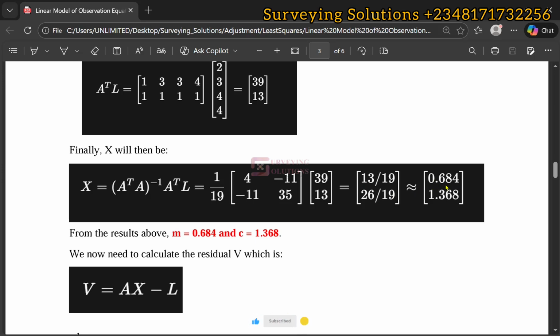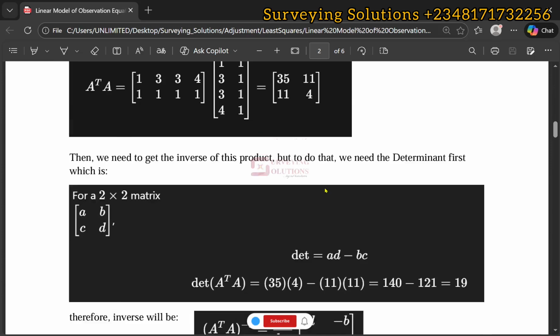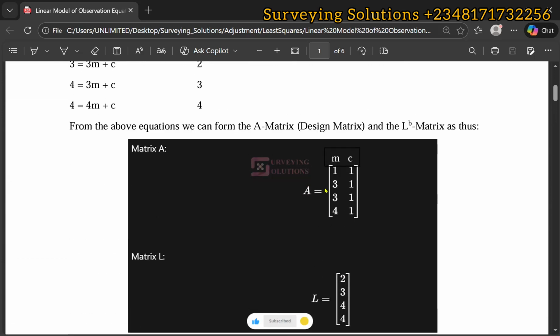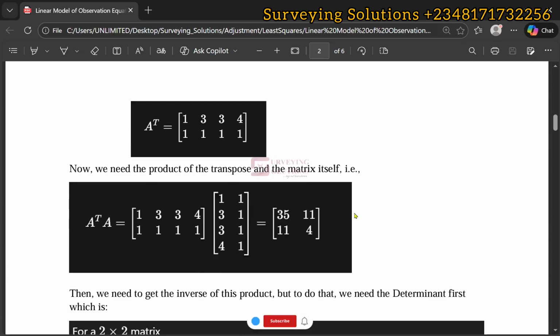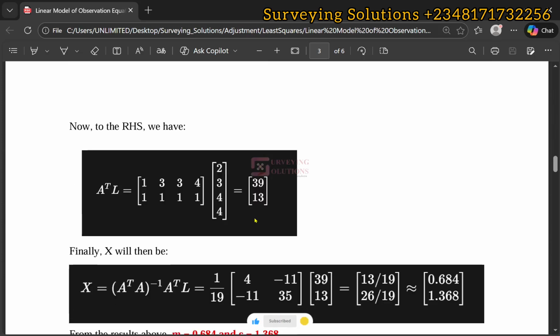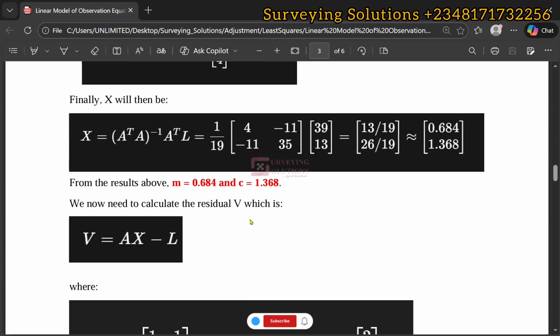Right, so if you come back to our design matrix, you are going to see that what we are trying to determine are actually M and C. Right, good. So when we have gotten the estimate, it simply means that the first value represents that of M, and the second value represents that of C. Right, good. So we are now going to proceed to calculate the residual.